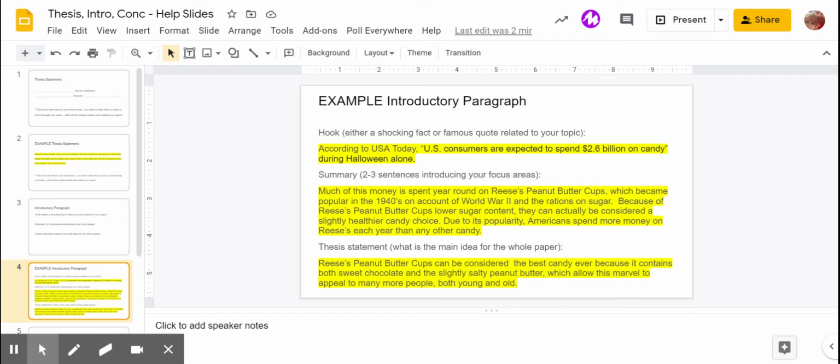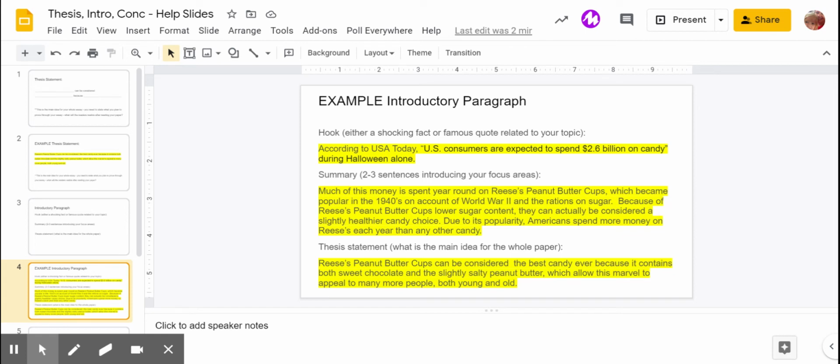So my hook, according to USA Today, U.S. consumers, and notice how I said according to USA Today. So you could say according to President Roosevelt, and then you could put the quote in there. But notice I have it quoted, and I only pulled the quote for the middle part of my sentence, and I made it flow so I didn't have to add a comma at the end of it.